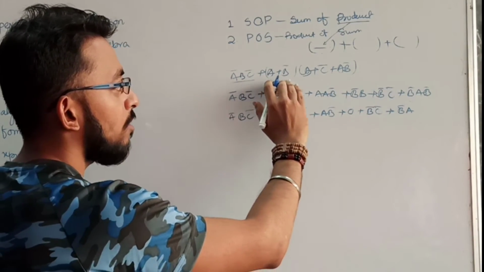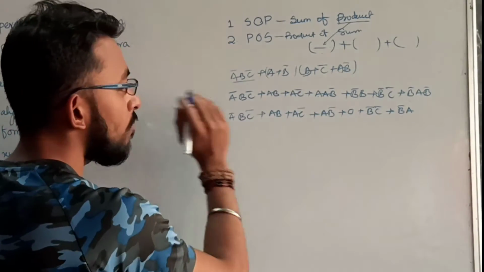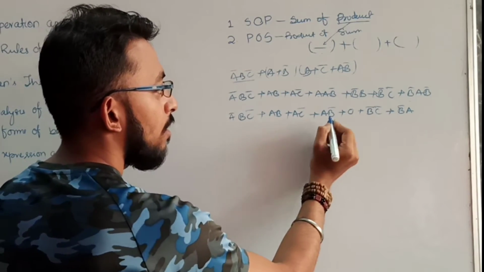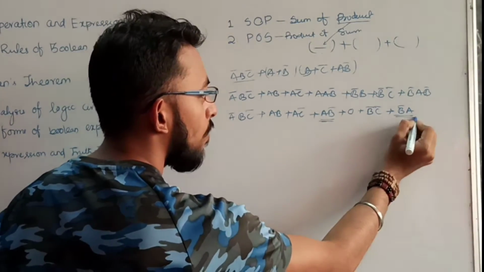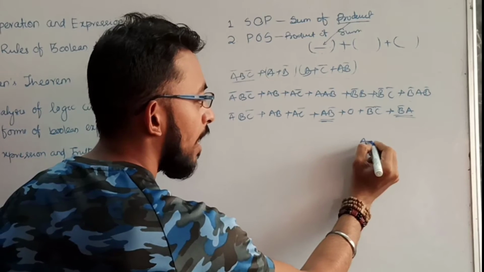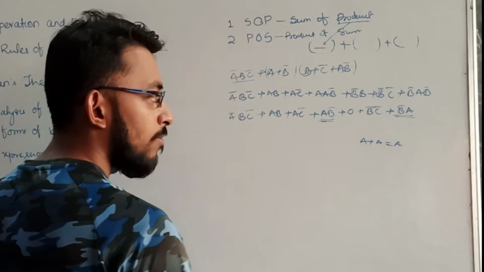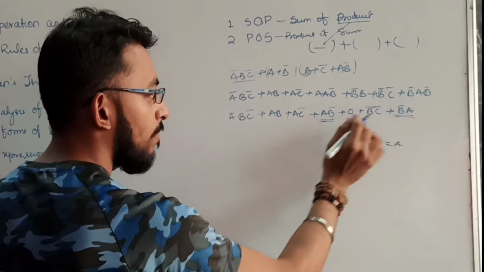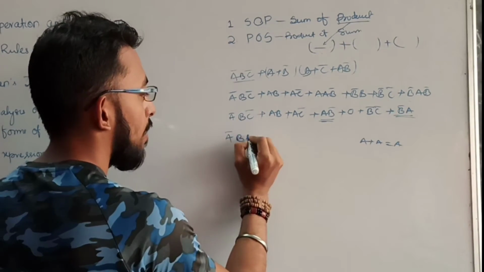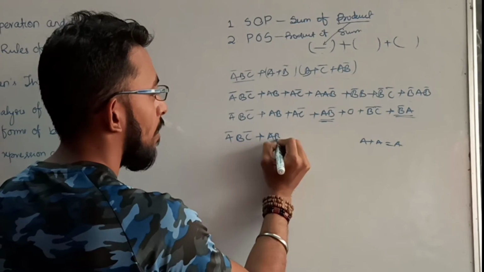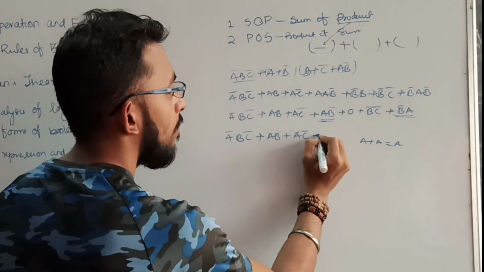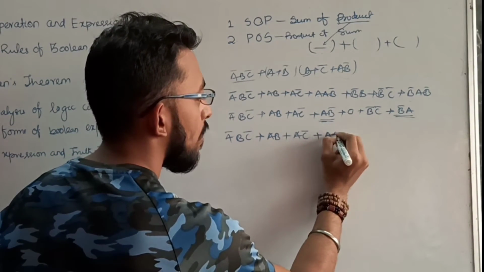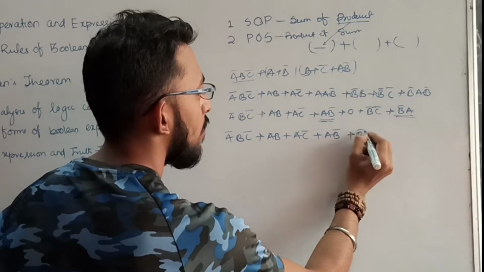And first I applied the distribution formula, then using some rules I am simplifying. Here you see one a b bar is there, and one a b bar is there. It means a plus a will give me value a. So using these two I can write only a b bar. So it is nothing but a bar b c bar plus a b plus a c bar plus a b bar plus b bar c bar.